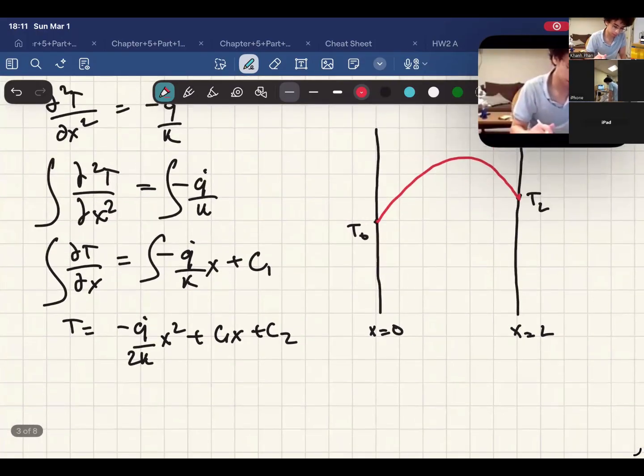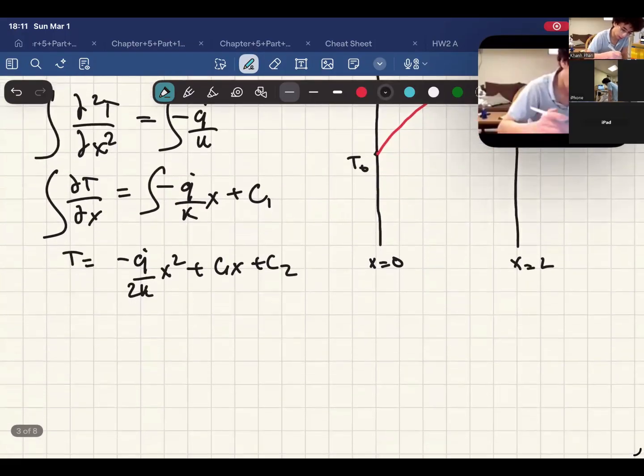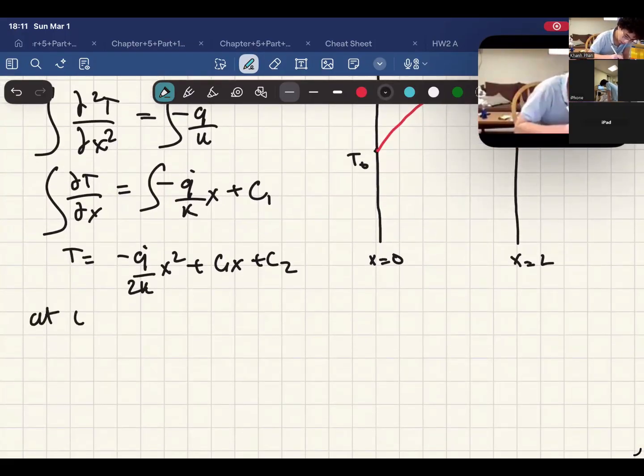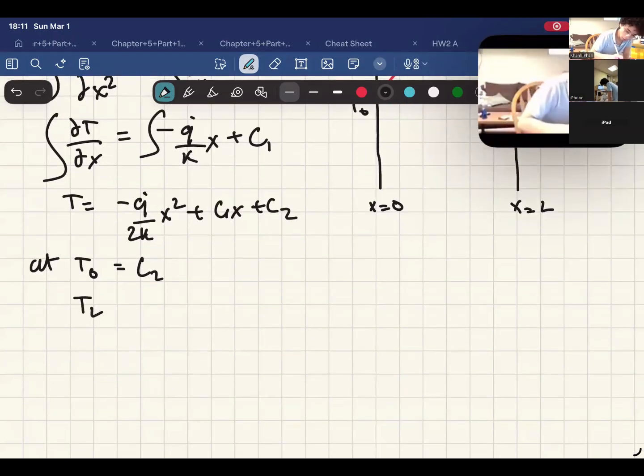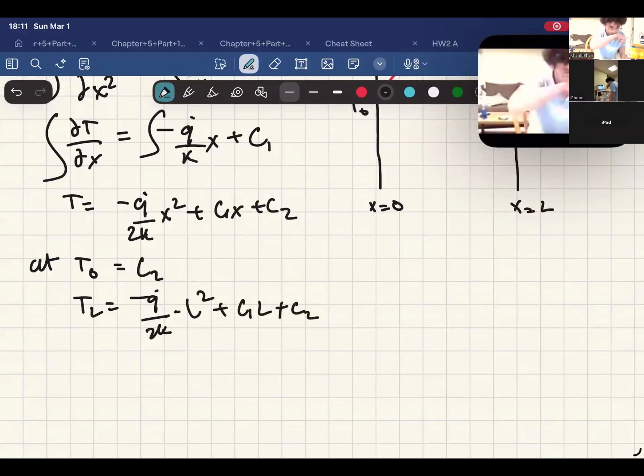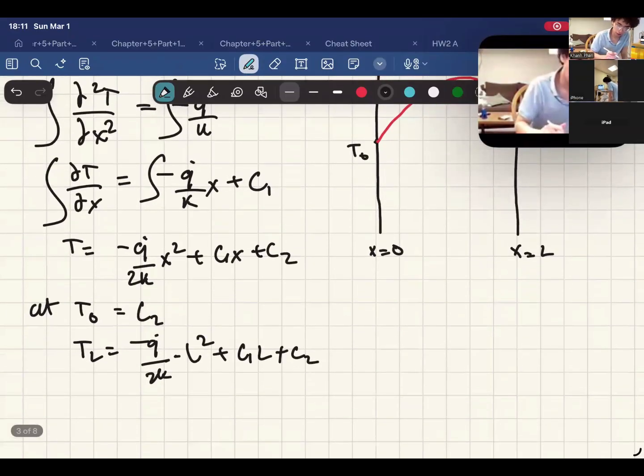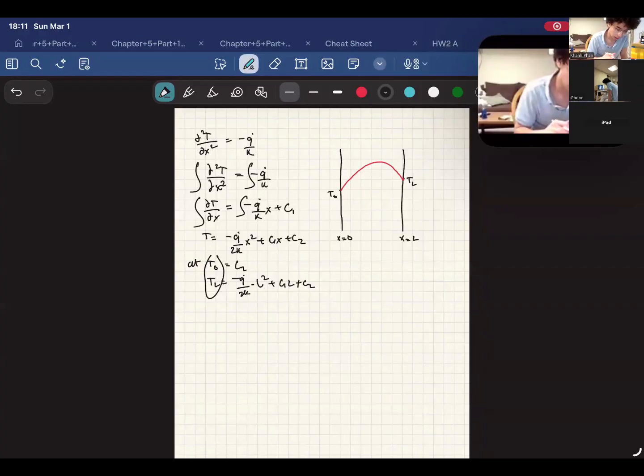And so let's say at x equal to 0, we cancel out this and this, right? So we would have C2, and then T at L, the temperature at length L, would be equal to negative Q over 2K times L squared plus C1 L plus C2. And so now that we know the value of T0 and TL, we can plug it into our equation.